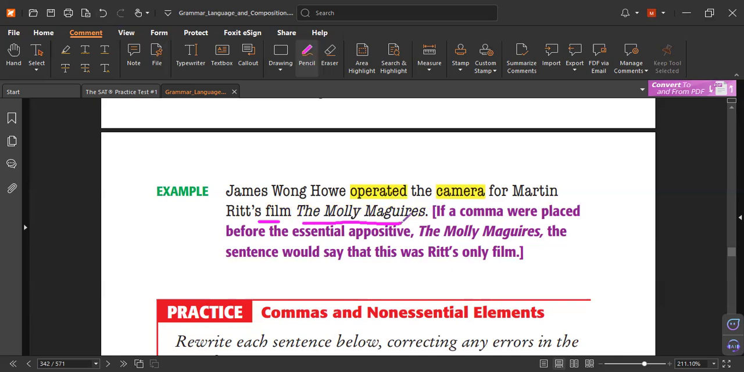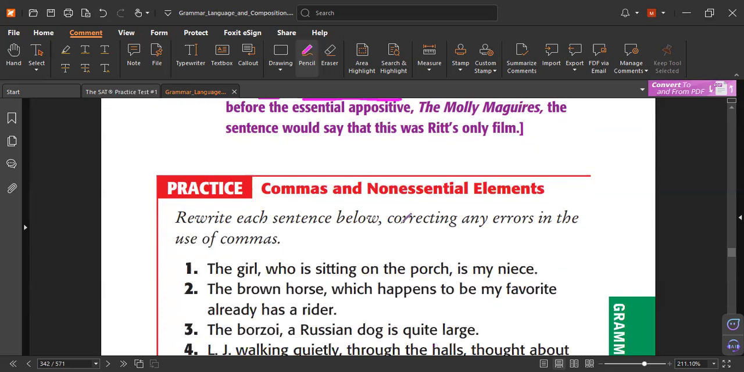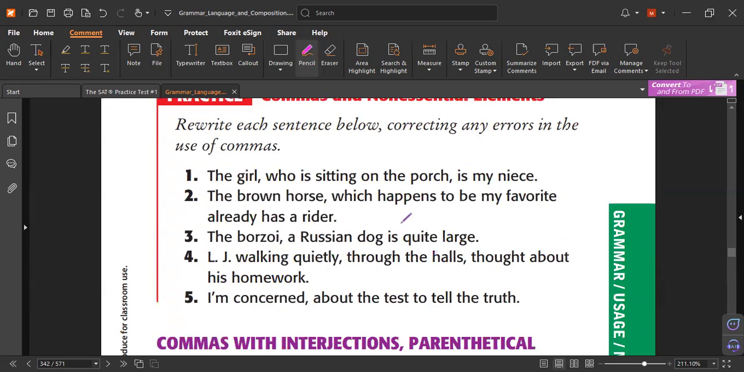Delete the non-essential. If it's essential, delete the commas. Whatever the information, phrase, word, clauses, sentences, paragraphs, I don't care. But most common in your test, phrases and clauses. That's why. Now we need to check. When I see two commas, non-essential.